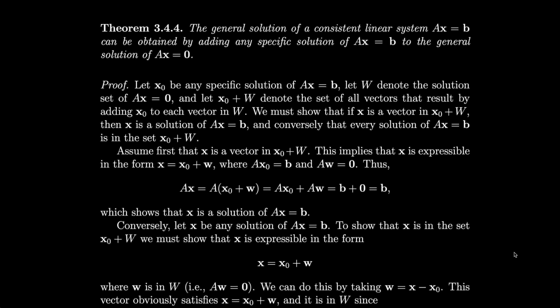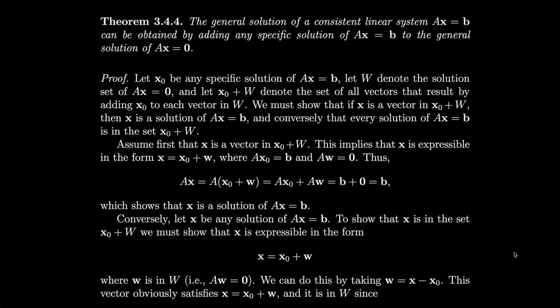The general solution of a consistent linear system, Ax equals b, can be obtained by adding any specific solution of Ax equals b to the general solution of Ax equals 0. So that's kind of cool. If we want to get the general solution of a system that equals some vector b, then we can just add any specific solution we manage to find to the general solution of Ax equals 0, and it'll give us the general solution. Let's prove this real quick.